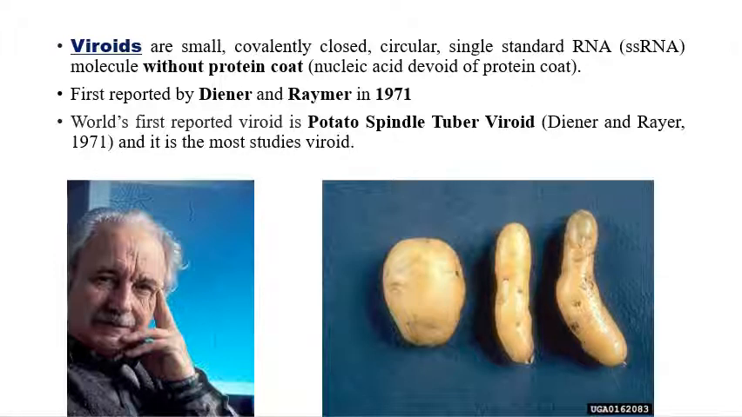It was first reported by Diener, the scientist who reported viroid, in 1971. The first reported viroid is potato spindle tuber viroid, in the year 1971. These are the potato spindle tuber viroid symptoms. You can see this is the normal potato. The abnormal shapes, like small protuberances, can be observed here. So they worked on it and finally discovered a new type of pathogen that can cause infection in plants, that is viroid.